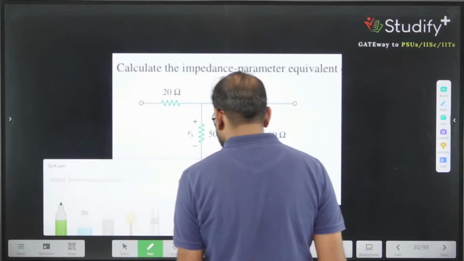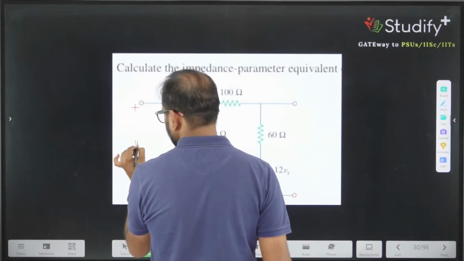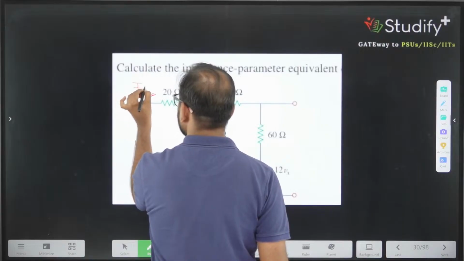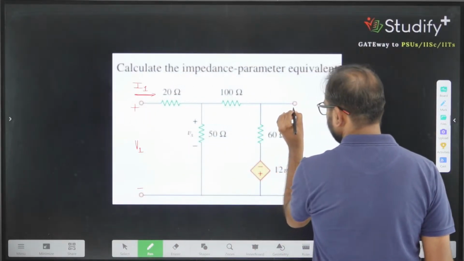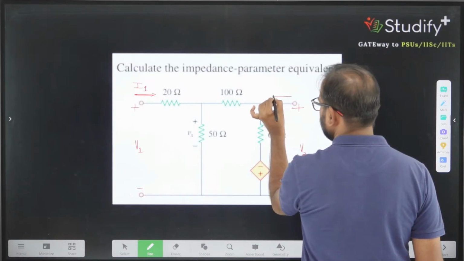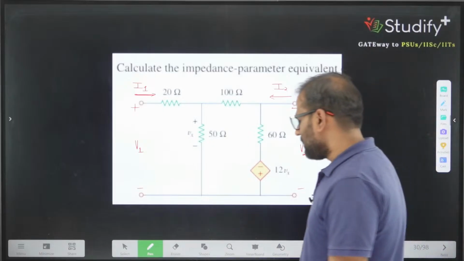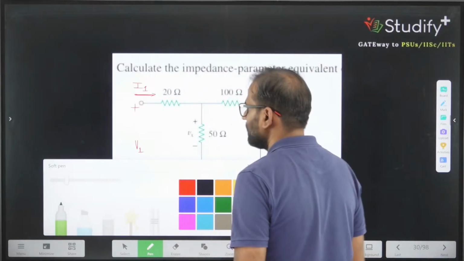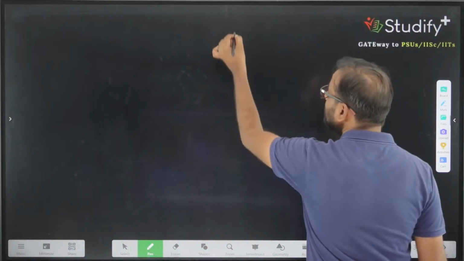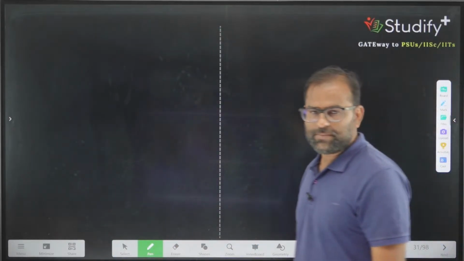Okay, so can we say this value is V1. We are taking this current as I1. We are making this value V2. We are making this current I2. So how can we calculate these parameters? Let's make I2 equal to 0. First thing we are doing in this network is making I2 equal to 0.